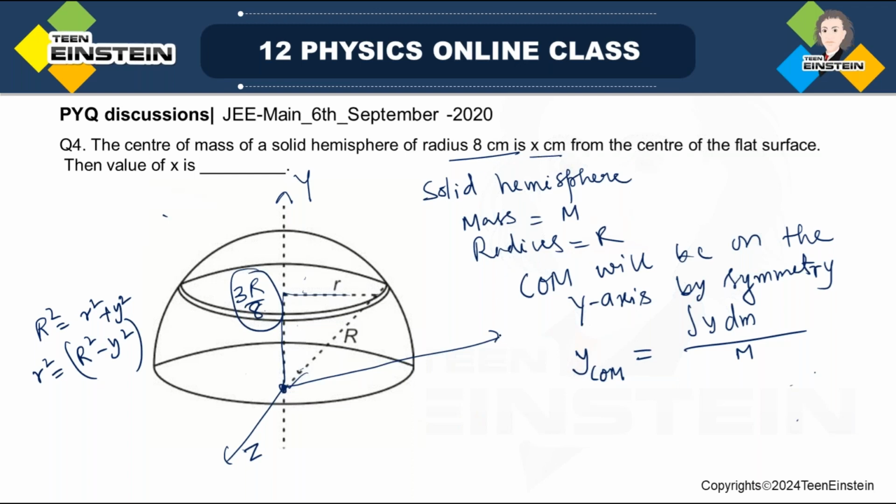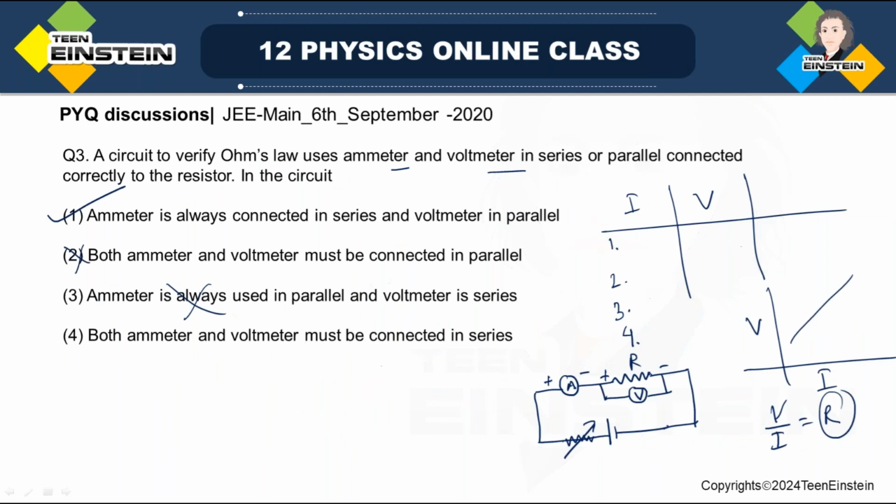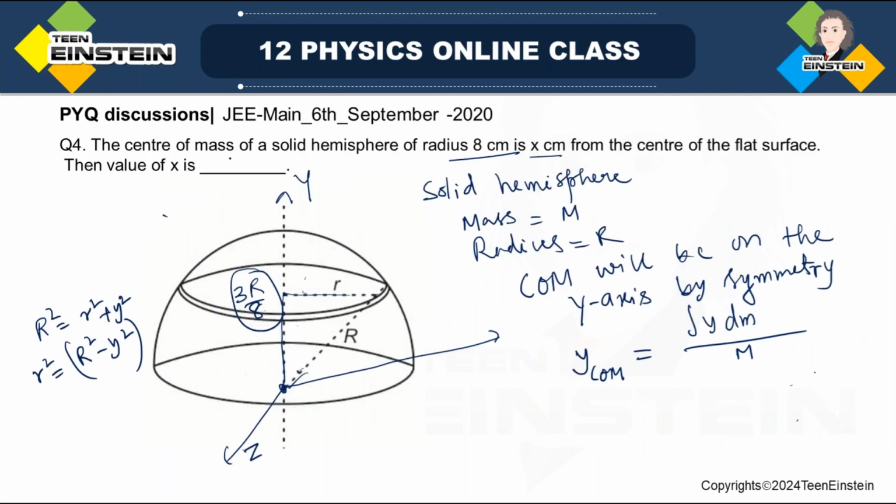See here, it is given R. If this is R, x is actually given in the question. So x is equal to 3R by 8, where R is given as 8 centimeter. 8 centimeter by 8 again, so this will give you 3 centimeter. So x will be 3 in centimeter in this blank space. So this is the answer.